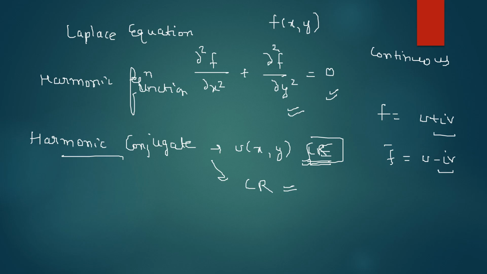Now let's talk about the Milne Thomson method as well, because the question is generally asked by combining both of these things. Firstly check whether the function is harmonic or a harmonic conjugate, then create an analytic function using any of the methods. So we are using the Milne Thomson method here. What is the Milne Thomson method?